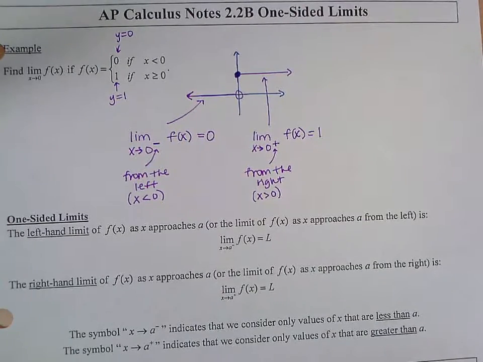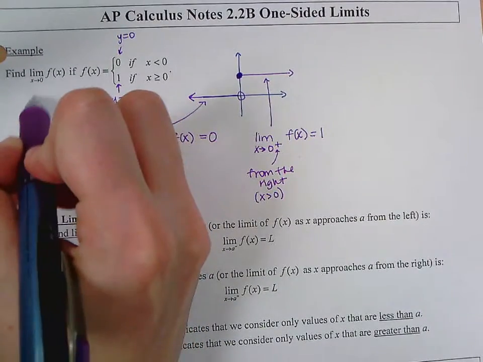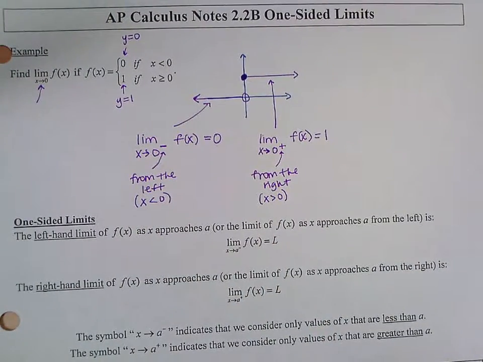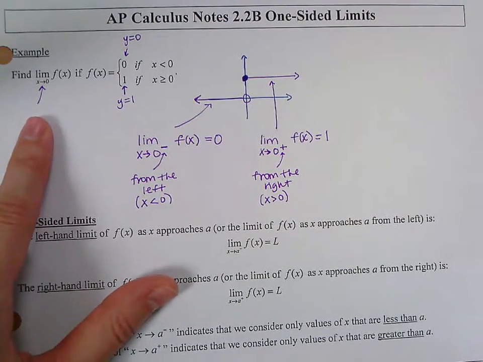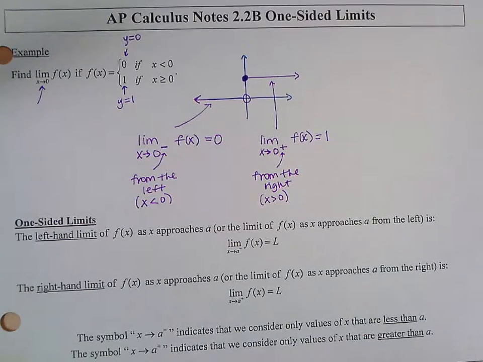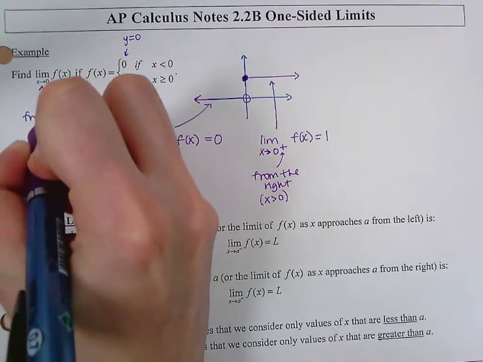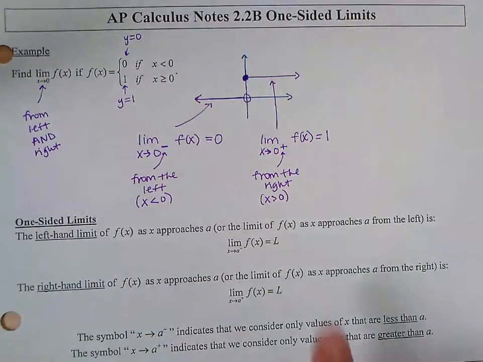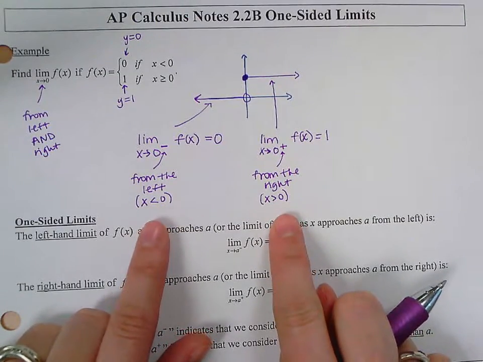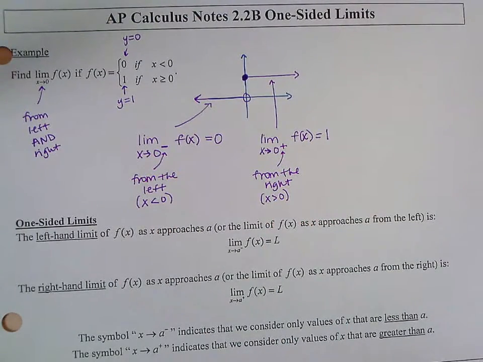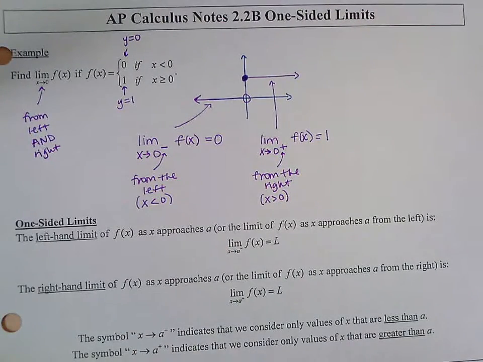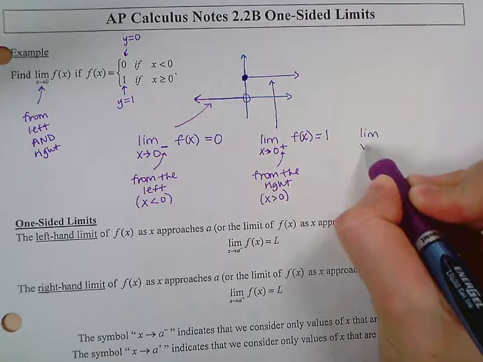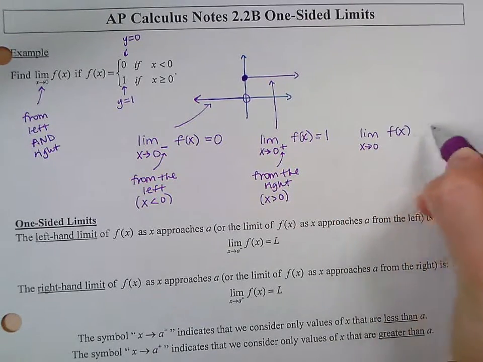And then overall, in this problem, let me look back here, the problem just says find the limit as x approaches 0. It does not say from the left or from the right. So when you just see the limit as x approaches a number, it's implied from both sides. So this implies from left and right. And if your left and right-sided limits don't approach the same number, the limit itself doesn't exist. So overall, I would say the limit as x approaches 0 of f of x does not exist.